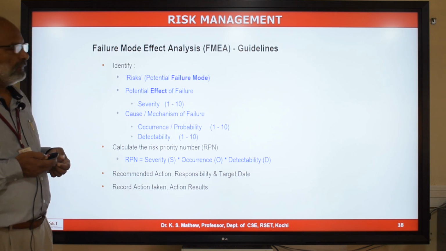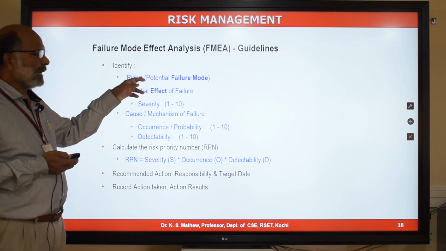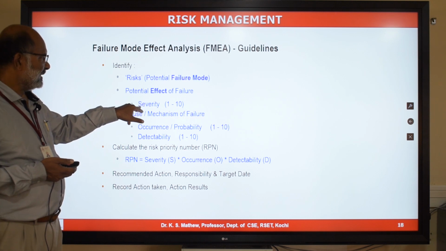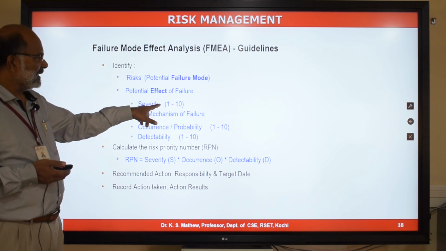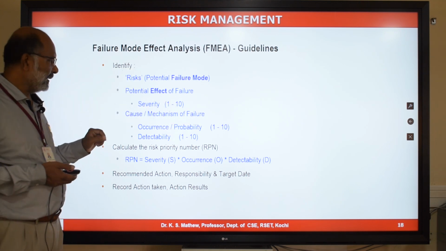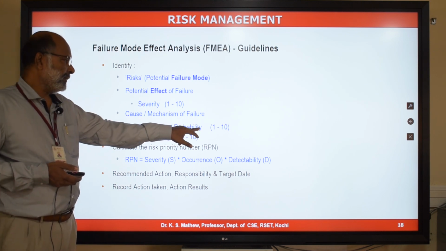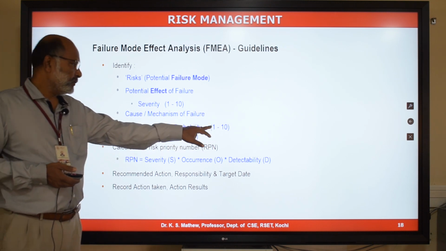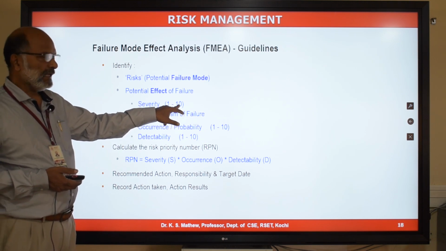So in the FMEA, failure mode effect analysis, as we said, risk is a potential failure mode. Failure modes are the risks. And if the risk occurs, there is an effect of the failure. The effect is called severity of the risk, which is scored in a scale of 1 to 10. And for every risk, there is a cause and mechanism of failure, and there is a probability of occurrence of that cause. Probability may be scored in a scale of 1 to 10 again. 1 means low priority, 10 means high priority. Severity low means 1, severity high means 10.